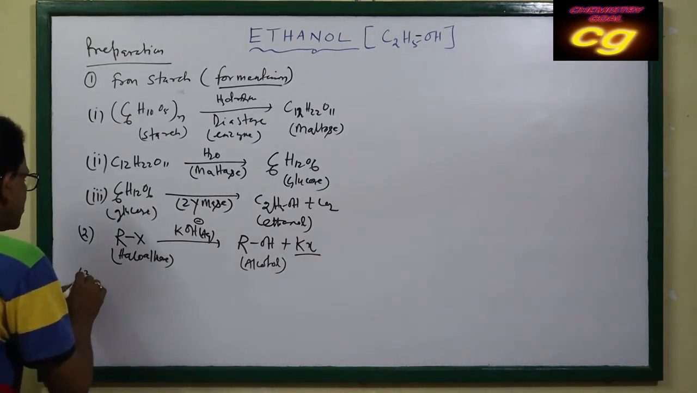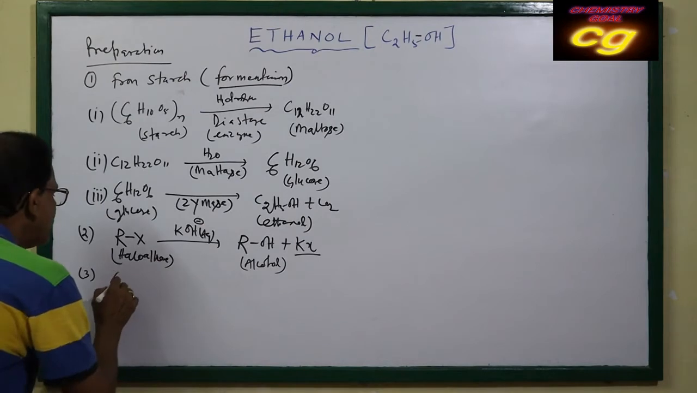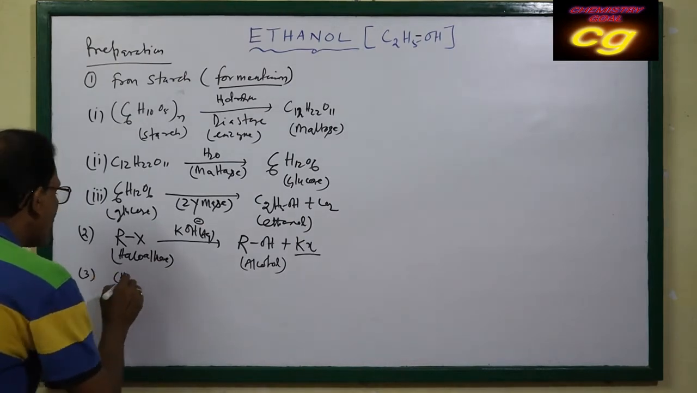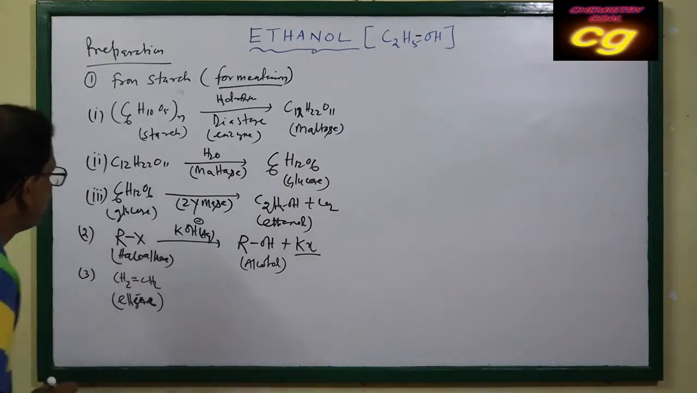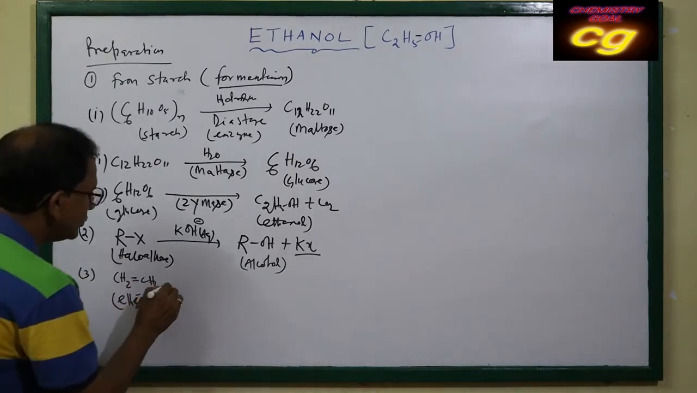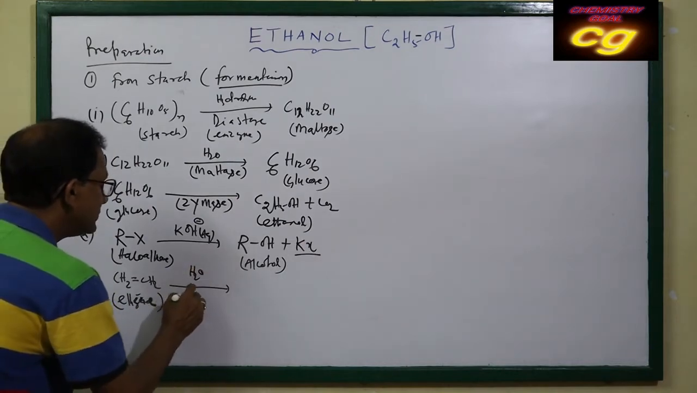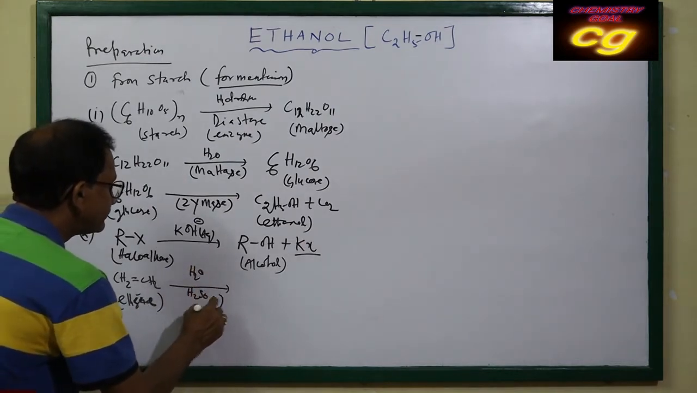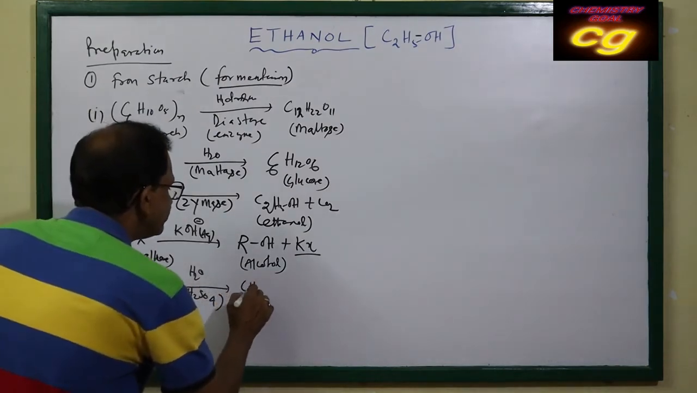Then the third method, from alkene, as we have already read in the types of organic reactions. If you take ethene, ethene will be hydrated in presence of acid. In presence of acid, it produces alcohol.